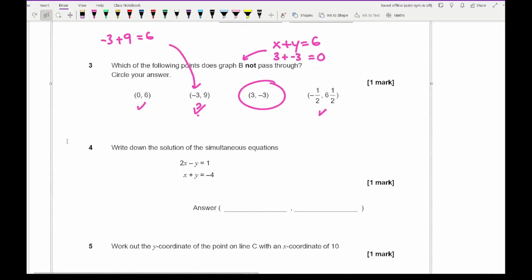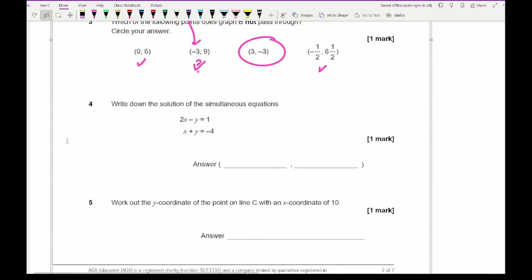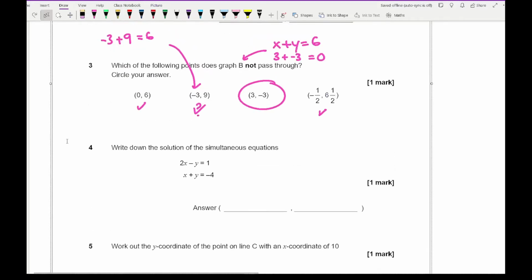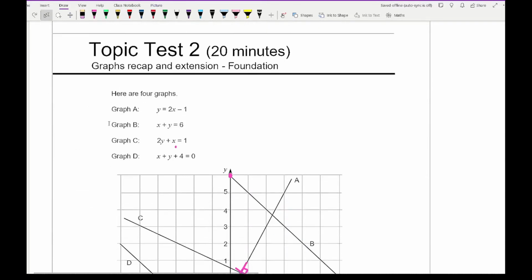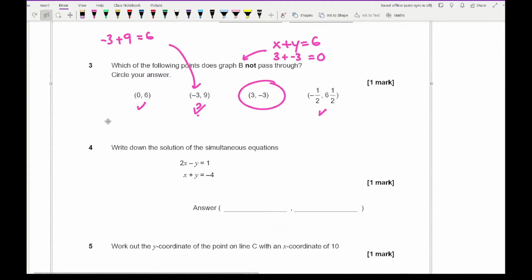The next question then says, write down the solution of the simultaneous equations 2x minus y equals 1 and x plus y equals 4. Now, if we want to use the graph, what we're trying to do is find which two graph lines could be rewritten as each of these. So if we look back at the original equations, which one does it resemble? Well, the top one looks like graph A. So this one here is graph A or line A.